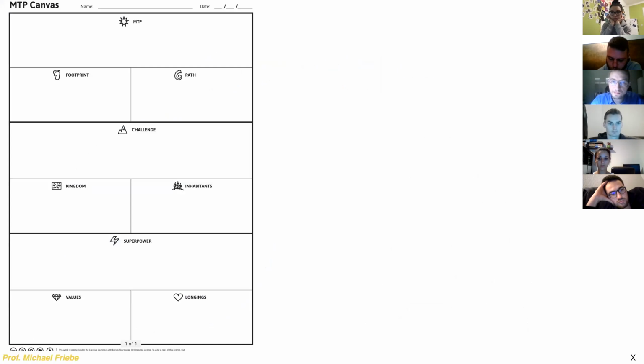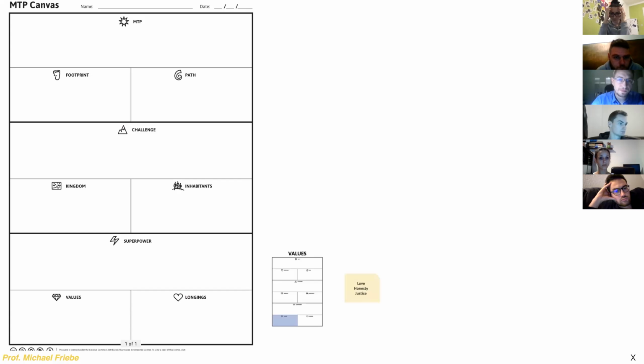So I give you this MTP canvas, just a quick run through. You don't have to use this canvas, it's just a help. This canvas starts on the bottom left with values, and then it goes zigzag up. It goes to the right to longings, and then to superpower. What is my superpower? Then it goes to kingdom, etc. And I'll give you some examples.